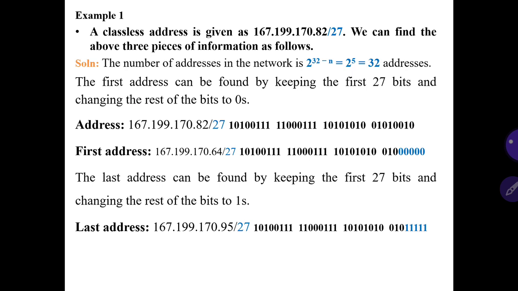In a classless address given as 167.199.170.82/27, the mask is 27. Now you can find the above three pieces of information as follows. The number of addresses in the network is 2 to the power of 32 minus n, which is equal to 32. The first address can be found by keeping the first 27 bits and changing the rest of the bits to 0, right?